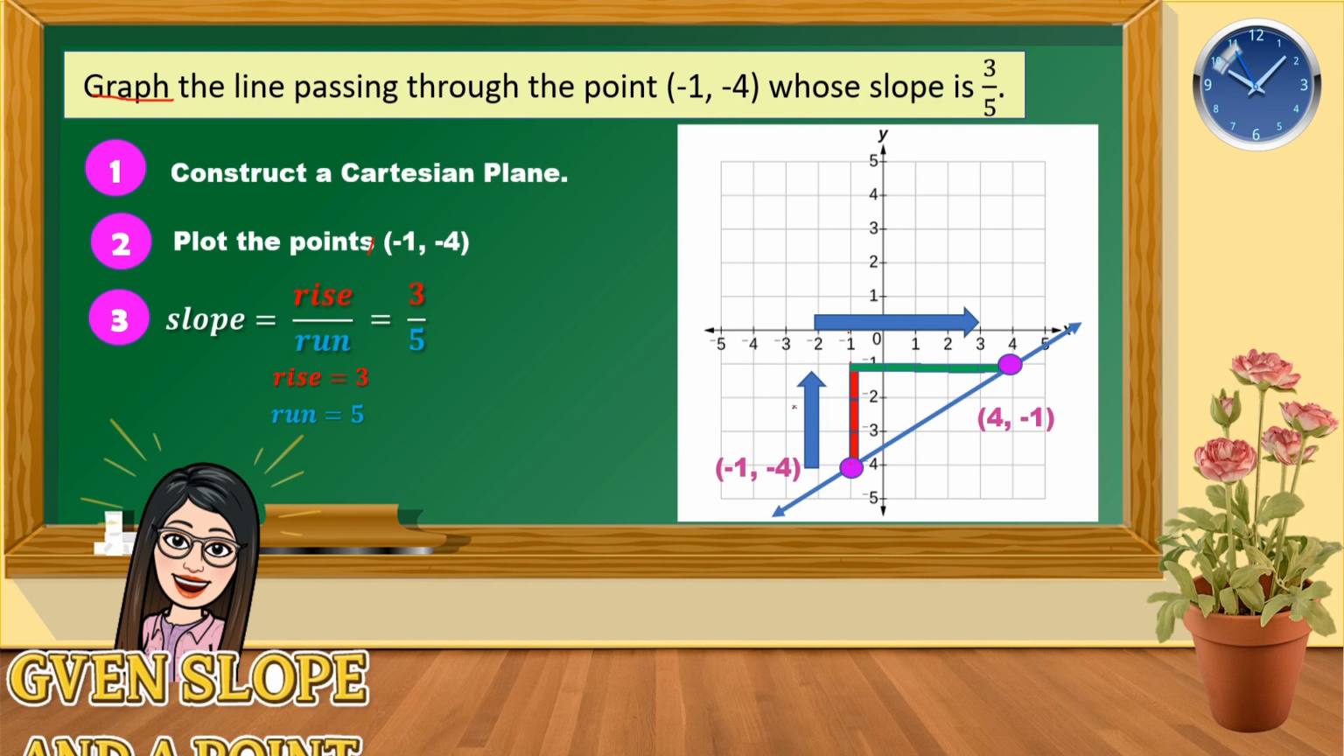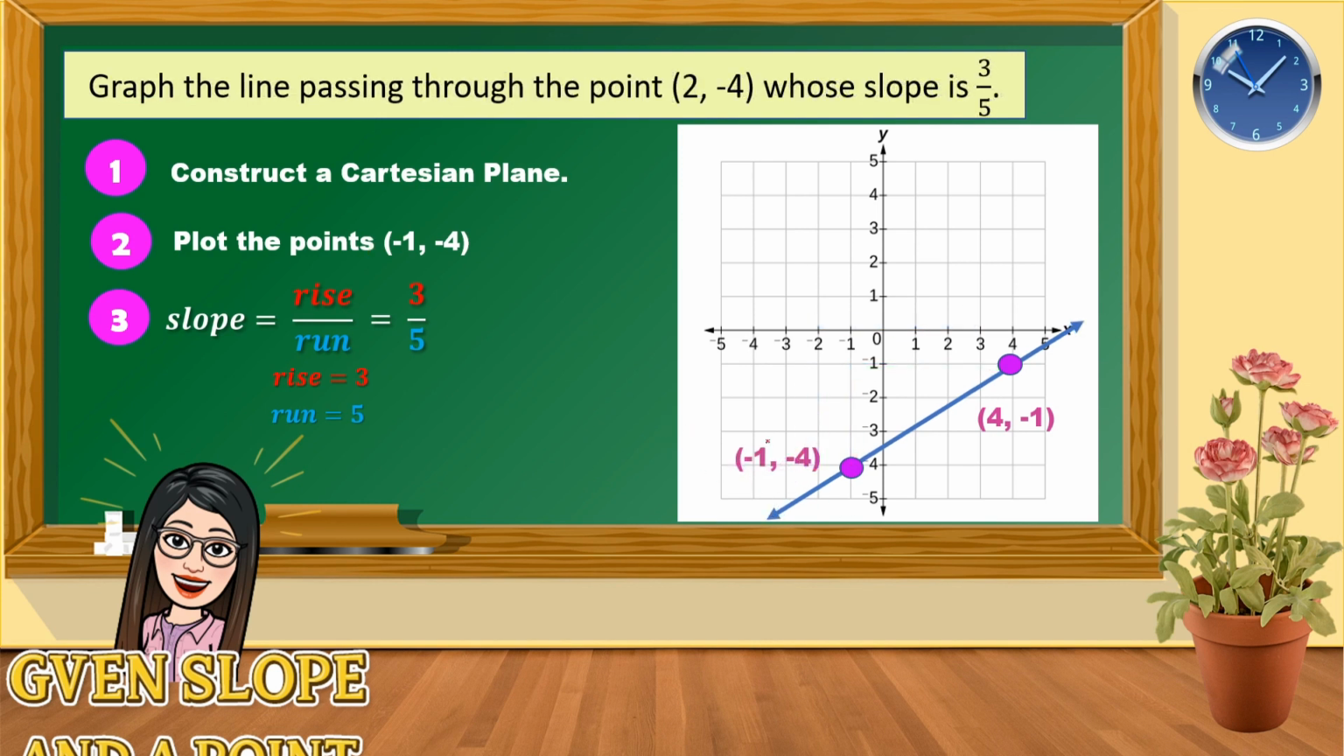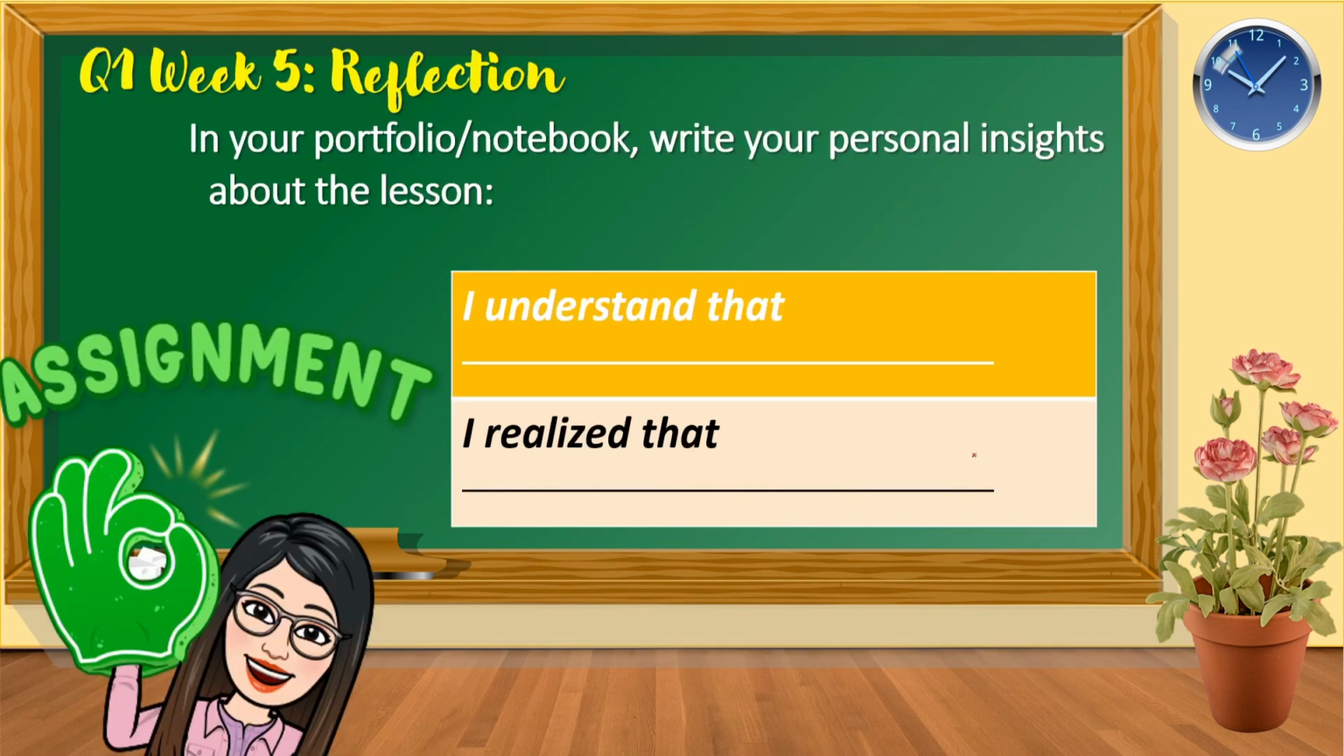Okay, so let's remove these arrows para makita natin exactly yung itsura ng graph natin. Okay, there you go. So this is the graph of the line passing through the point -1, -4, whose slope is 3 over 5. Okay? So that's the end of our discussion.